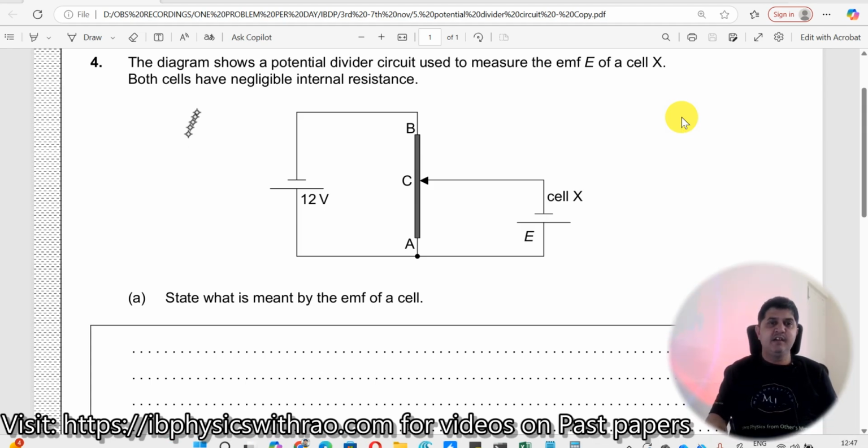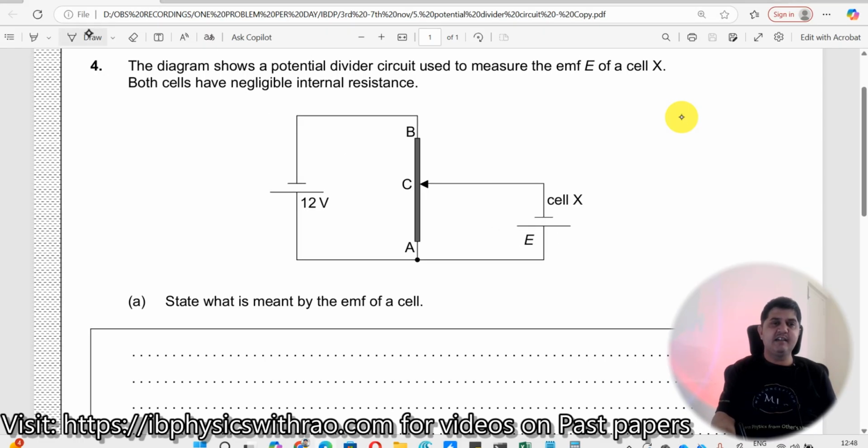Last question. The diagram shows a potential divider circuit used to measure the EMF of a cell. Both cells have a negligible internal resistance. Here's a 12-volt battery. Here's another battery whose EMF is unknown, called E, and the cell X. You have a resistance in between.